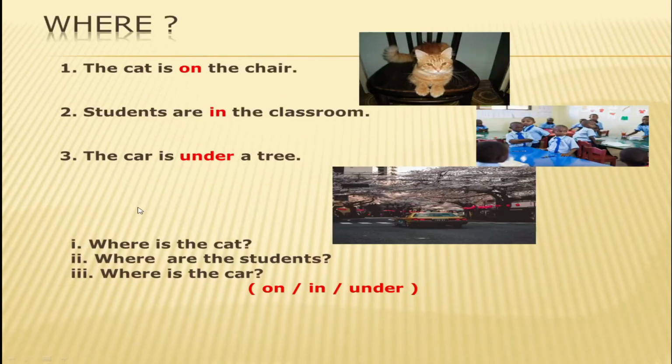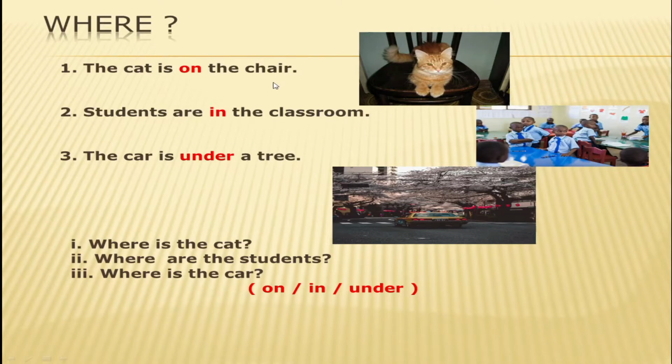Well, now let's look at these examples. Shall we read the sentences? The cat is on the chair. Students are in the classroom. The car is under a tree. Well, if I ask you the question, where is the cat? What is the answer? Yes, on the chair. So please answer these questions.